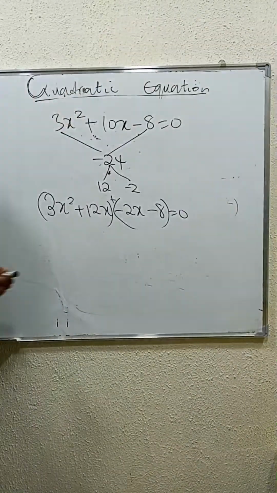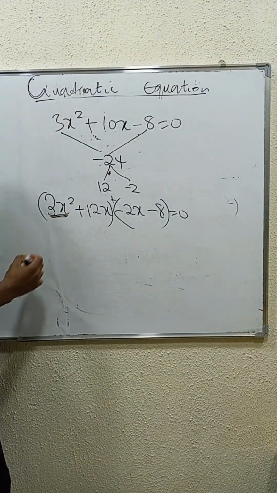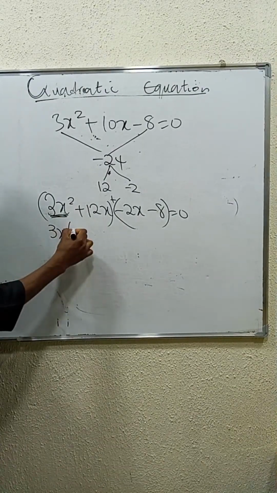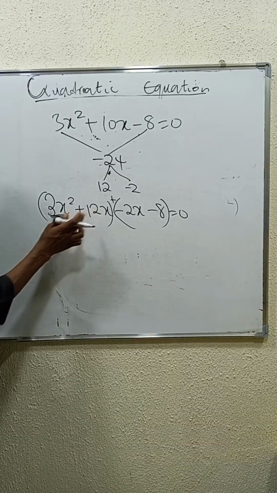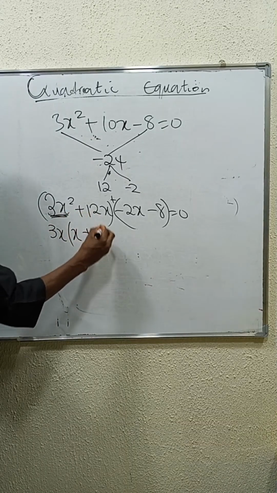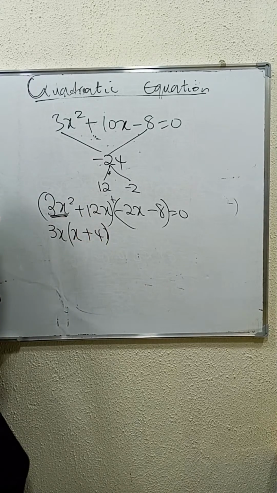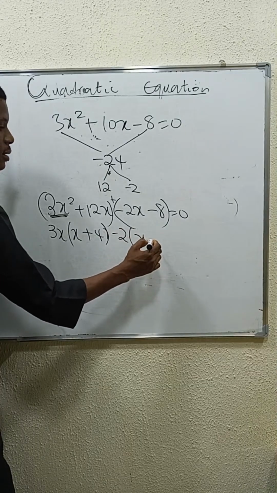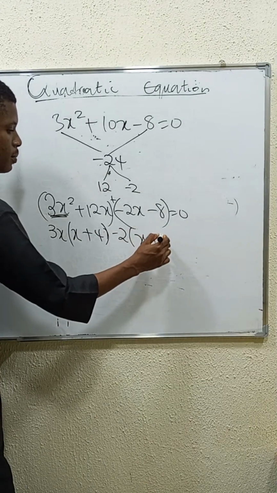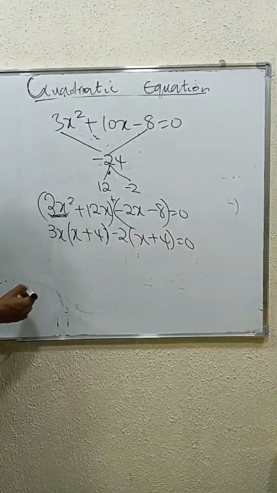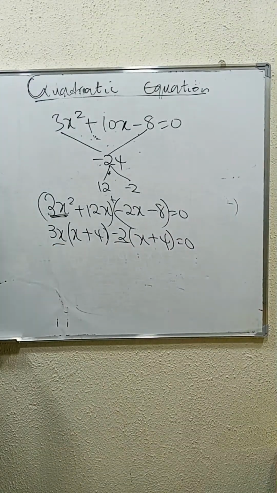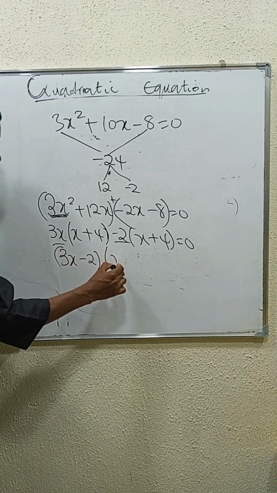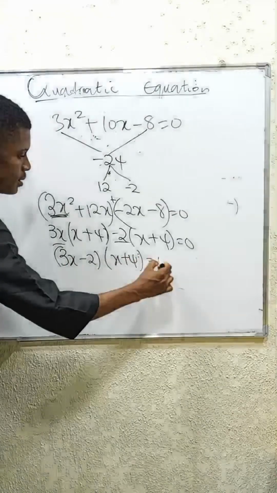So if we have this, you can see that we have a common factor, 3x. So we factor out 3x. We are left with ordinary x. Here we'll be left with what? 4. Okay? So here we factor out minus 2. We are left with x plus 4, and that's 0. We use these two to form a bracket. If you use it, you have 3x minus 2, then you are left with x plus 4, and that's 0.